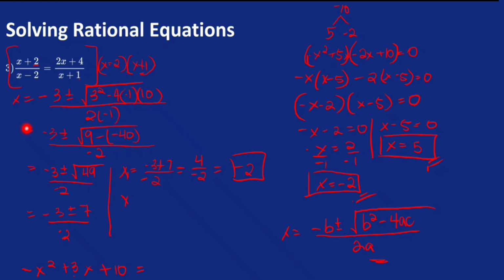And then for the second solution, you can get that by subtraction. Negative 3 minus 7 over negative 2. Negative 3 minus 7 is negative 10. Divided by negative 2, this is positive 5. And you will notice that whichever method you try to use, you'll arrive with the same answer.